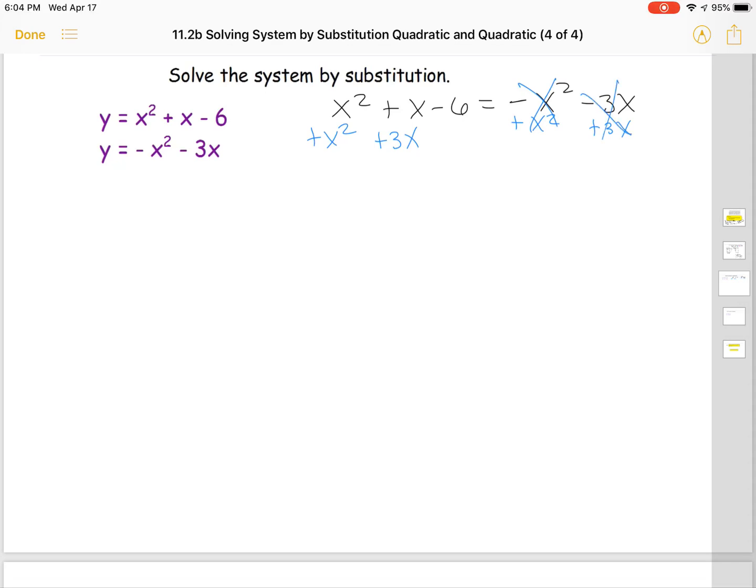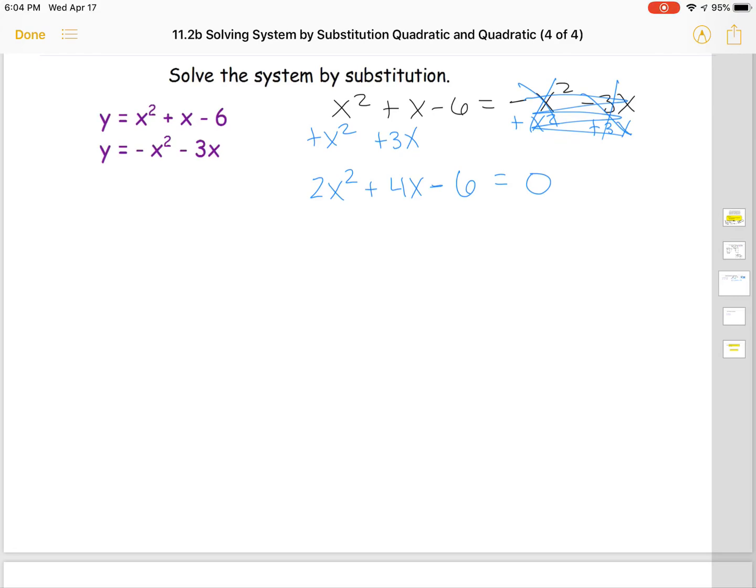All right, well, x squared plus x squared is 2x squared. x plus 3x is 4x. We didn't change our negative 6 at all, and everything on that right-hand side cancels out to 0. So this time we have 2x squared plus 4x minus 6 equals 0. Notice that this is a quadratic, so we have to use our quadratic formula, our factoring, or our completing the square method. And you can pick any one you want.